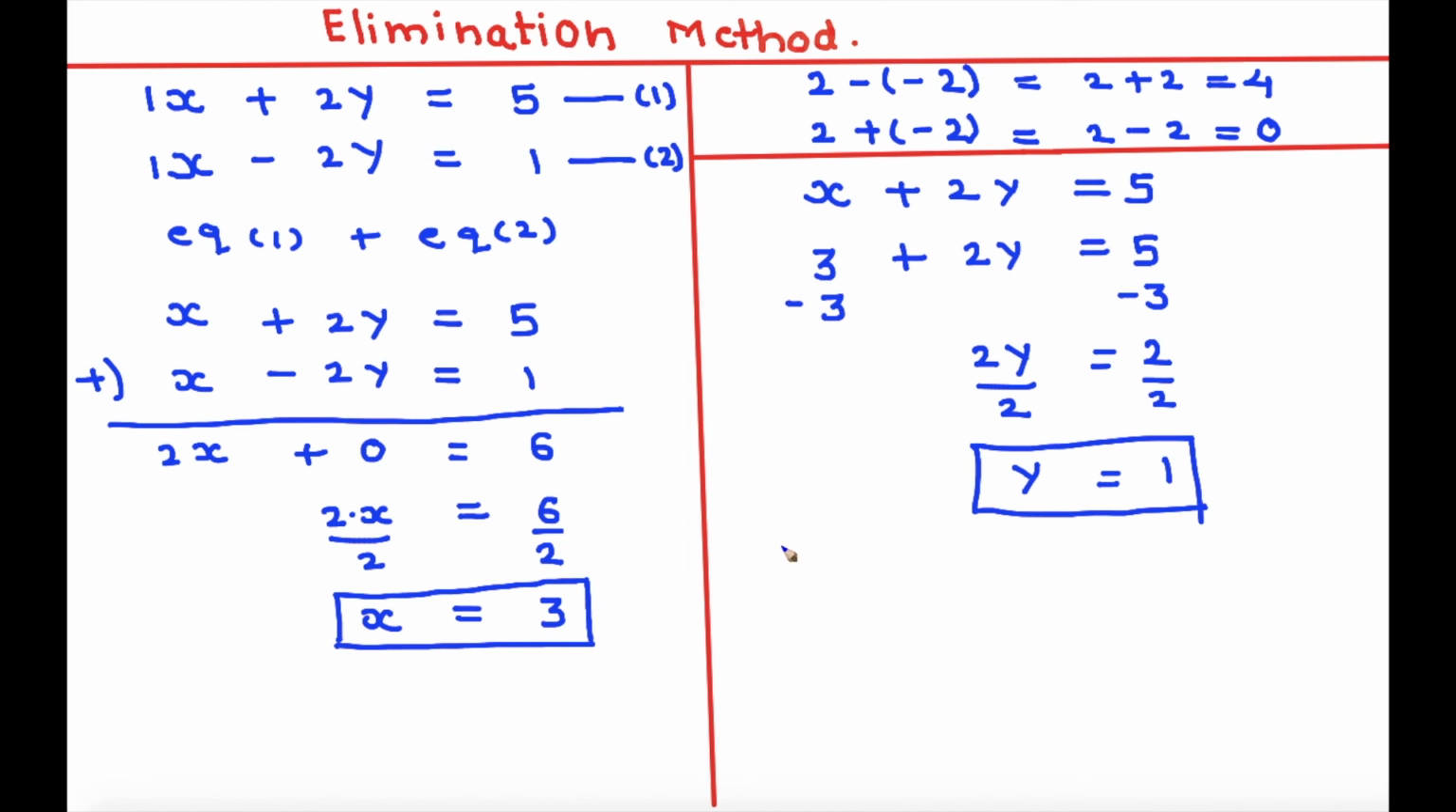So these two numbers, x equal to 3 and y equal to 1, are the solutions, because they will make left hand side equal to right hand side for both the equations.